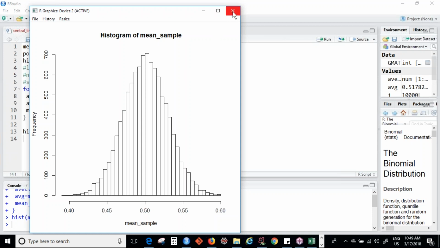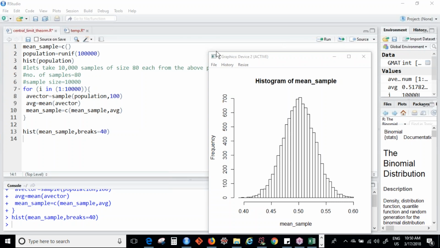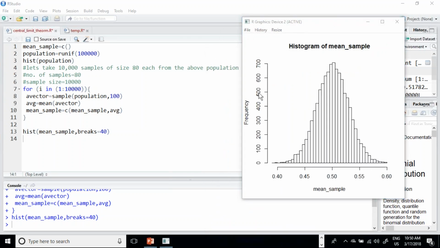So our population was not normally distributed, but when we took multiple samples from it and we plotted the average of each of the samples, it became normally distributed. So just read the codes once, guys. The code is not difficult, very simple code, and try to understand.